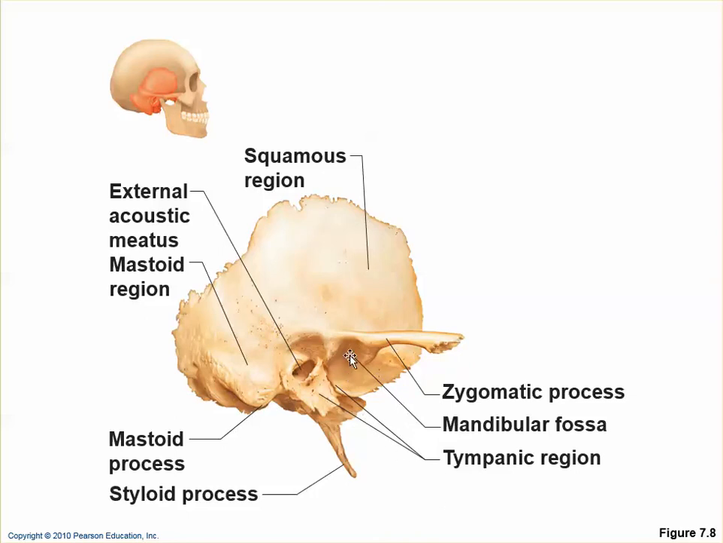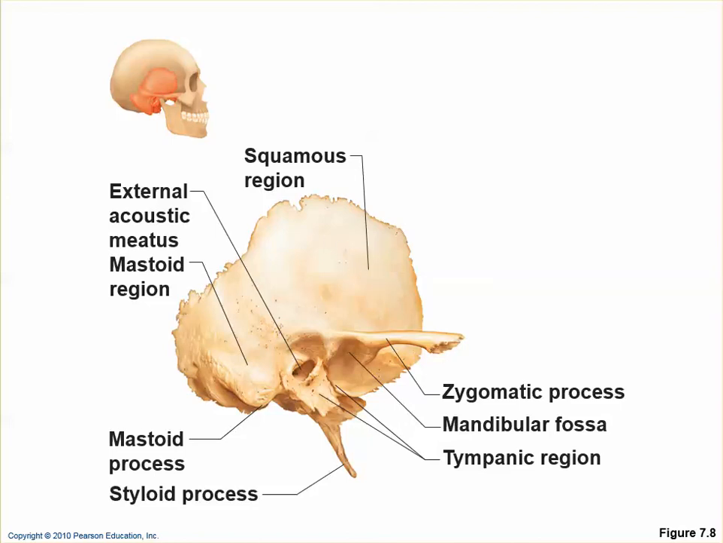This spot right here is called the mandibular fossa. That's where the temporal mandibular joint is. That's the TMJ, the joint of the jaw. This becomes part of your cheekbone. It's called the zygomatic process because it joins with the zygomatic bone right here. And it makes your cheekbone. And this is the squamous region.